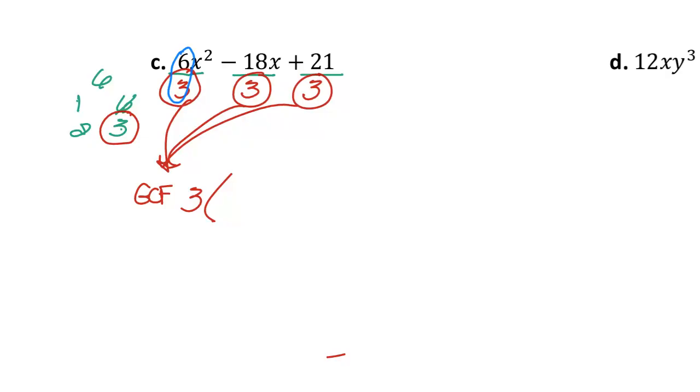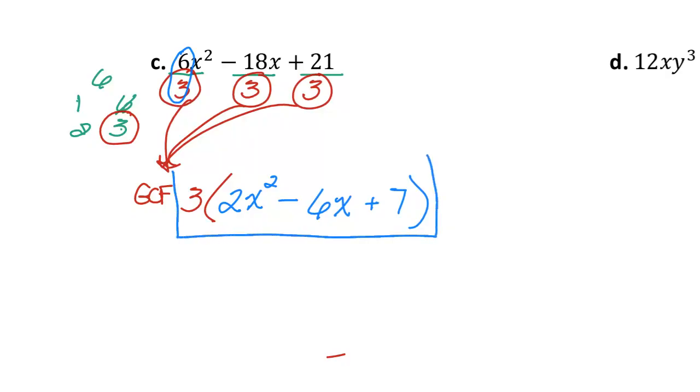6 divided by 3 gives me 2. You've got x squared. You're not dividing it by x, so you still have those 2 x's. Minus 18 divided by 3 is 6, and you have an x left there. And 21 divided by 3 is 7. So we can factor this down a little bit more, but we haven't learned that yet. We're just going with greatest common factor. So for us, this is the final answer. Questions on that?